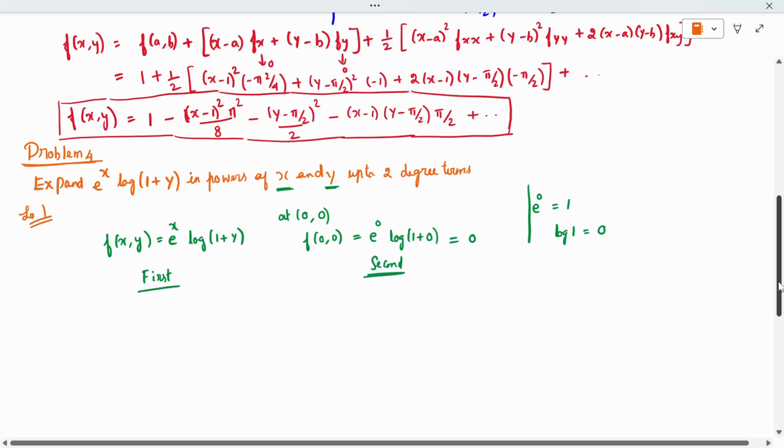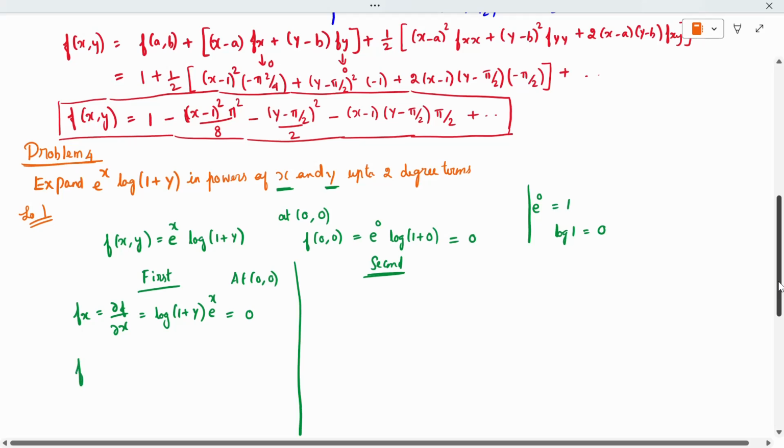We'll substitute in the formula. First order term, it's nothing but fx. Fx is nothing but ∂f/∂x. So now x only; log of 1 plus y is a constant. e to the power x, when I differentiate, is e to the power x only. Now when you substitute at the point (0, 0), it's the same thing. At 0 only you will be getting.